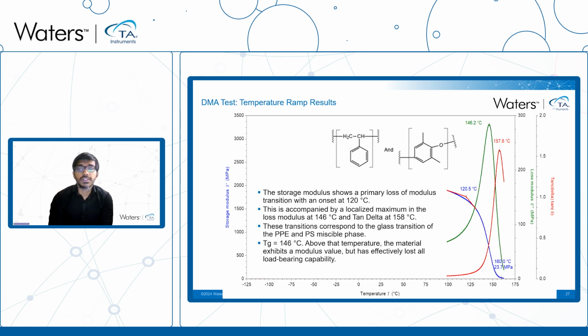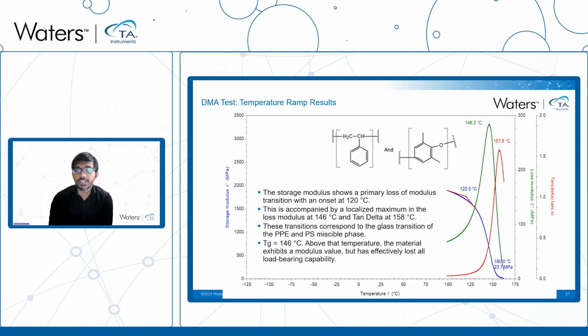Now, as for the third section of the curves, here at around 120 degrees Celsius, the storage modulus showed the onset of a primary transition, which is accompanied by a localized maxima in loss modulus at around 146 degrees Celsius and tan delta at around 158 degrees Celsius. These transitions are associated with the glass transition of the PPE and the polystyrene miscible phase. A glass transition of 146 degrees Celsius was determined again according to the convention of maximum in the loss modulus.